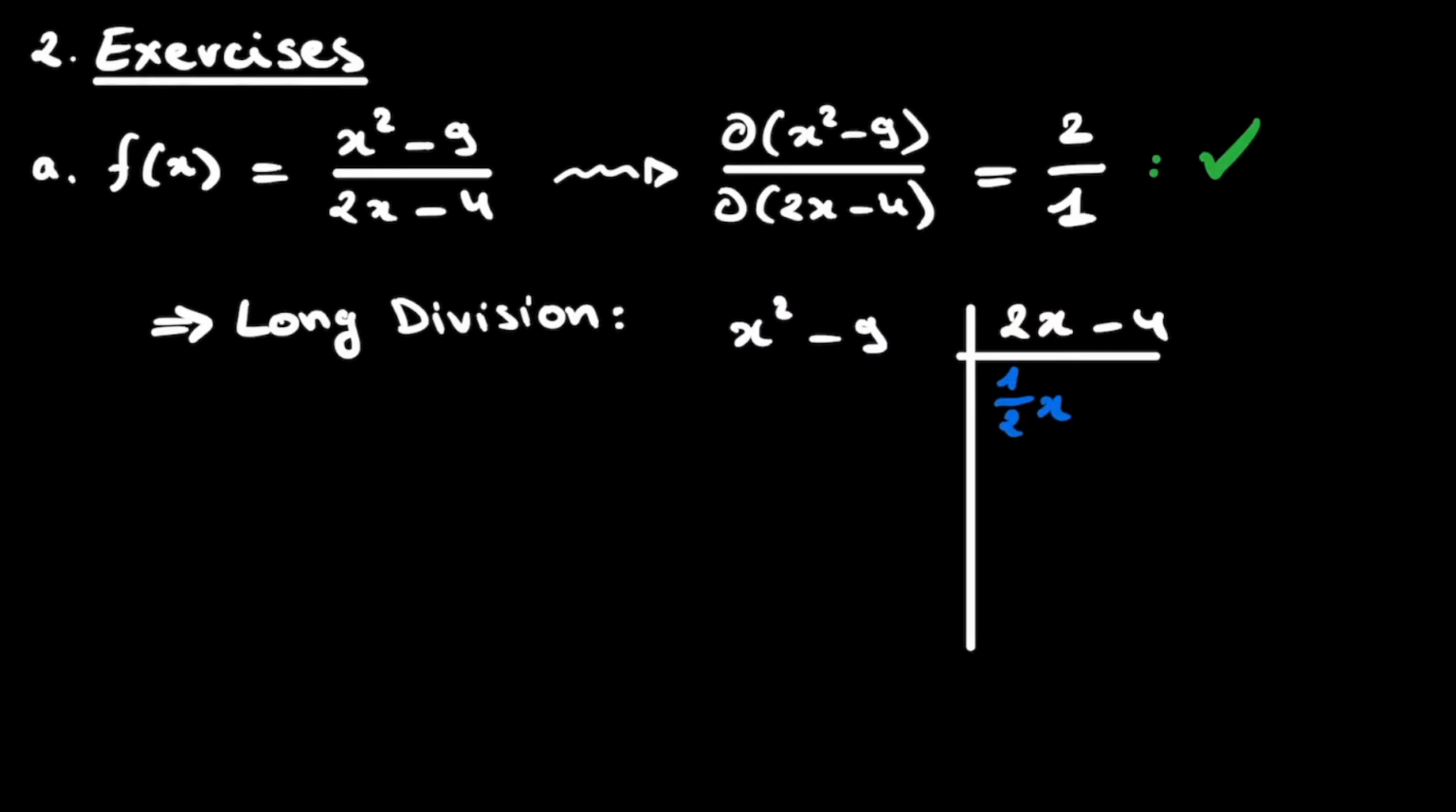The second step is to now multiply this 1/2 times x with both of these terms right here. The first multiplication is this 1/2 x times 2x, and we again get x squared, which is how we got this 1/2 x in the first place. Then the second multiplication is this 1/2 x times minus 4. This will give us minus 2x.